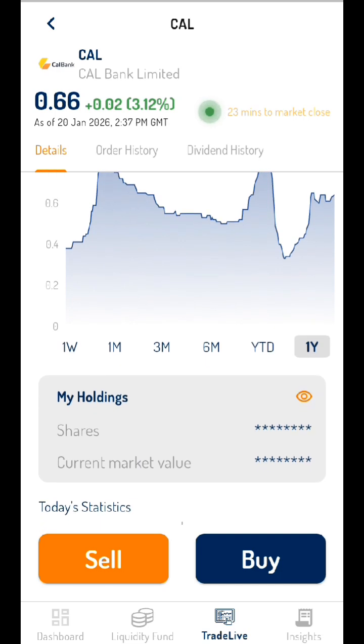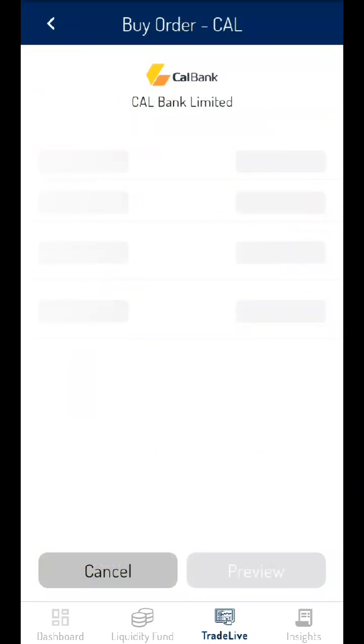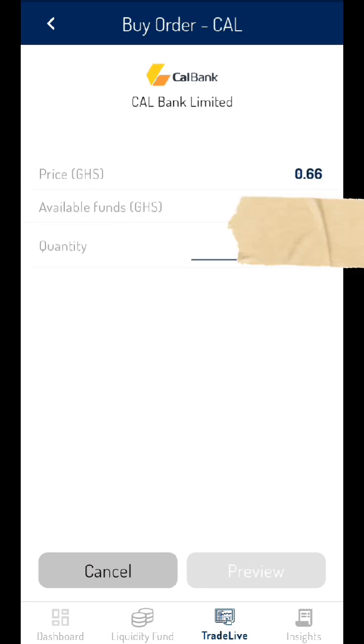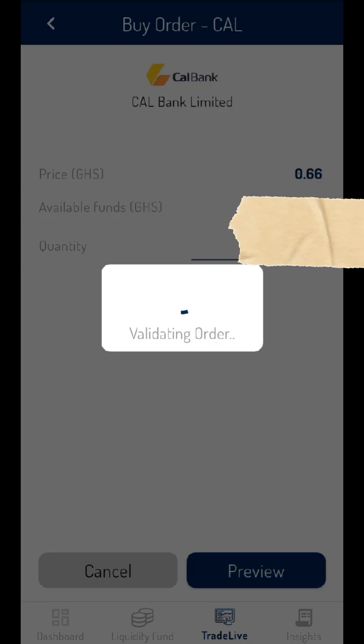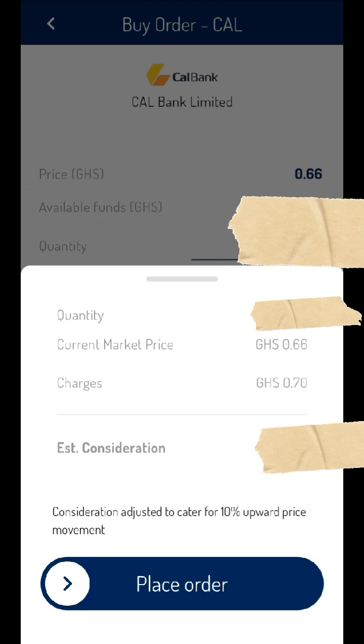So we are buying, we click on buy and patiently wait for the next interface to pop up. Here you see the unit price, that is price per share, your available funds, and then the quantity you want to buy. So you have to input the quantity you want to buy. If it is 100 shares, 1,000 shares, 2,000, then you do so.